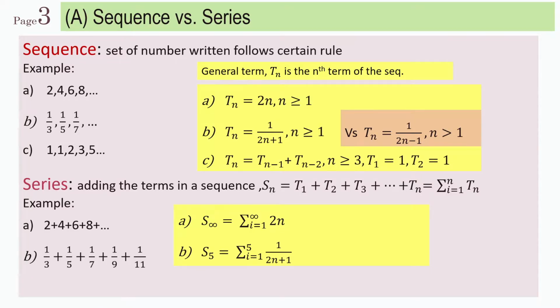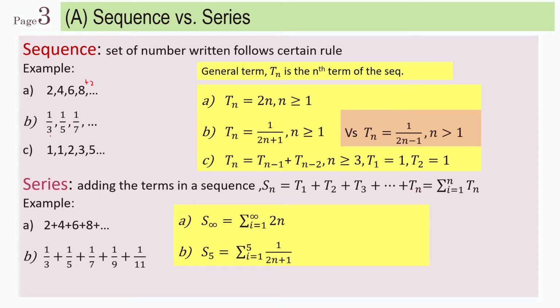Okay, so let us look at what is sequence and what is series. A sequence is a set of numbers written following a certain rule, or we can say a certain pattern. Let us look at the first example, 2, 4, 6, 8. You can roughly recognize this is even numbers, 2, 4, 6, 8, 10, 12. So generally they are following a certain pattern, that is every successive term is plus 2.